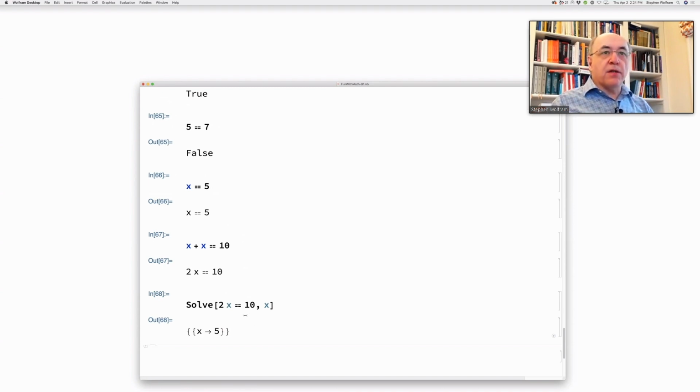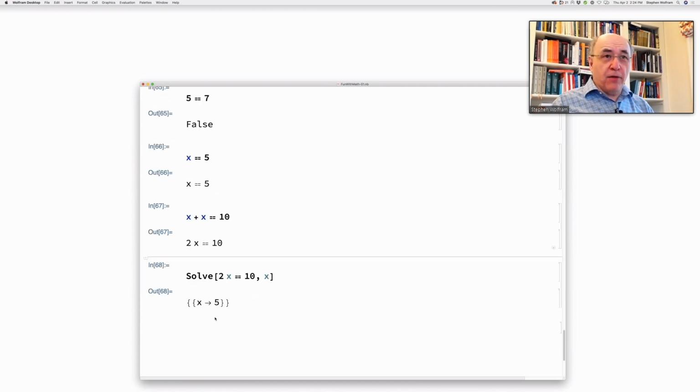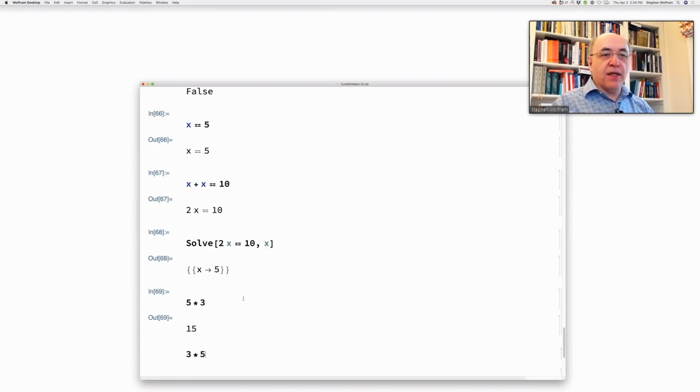Okay. So I was going to show you one more math fact that you probably already know, which is that x times y is the same as y times x. Let's just do some examples. We say 5 times 3, it's 15. We say 3 times 5, it's 15 as well.